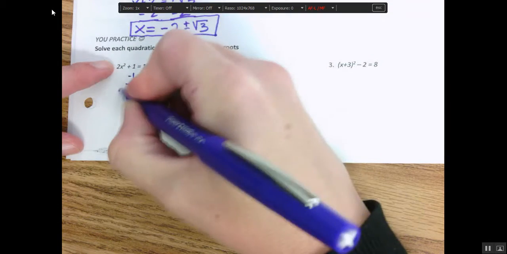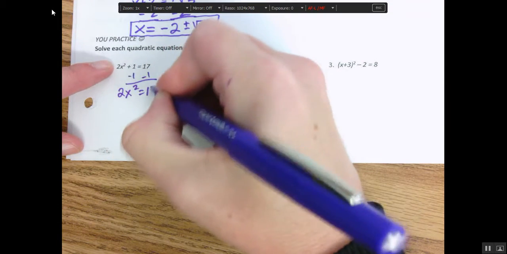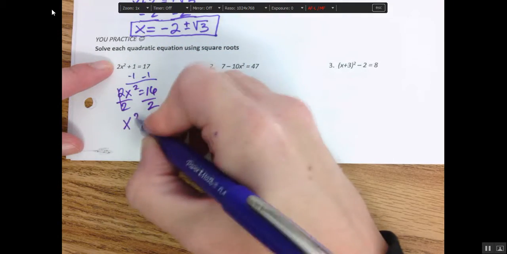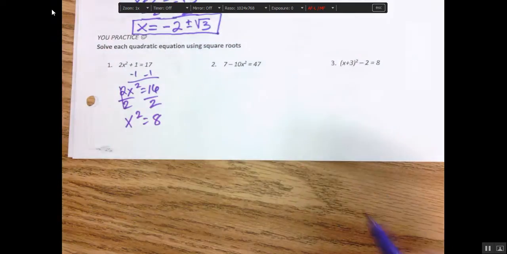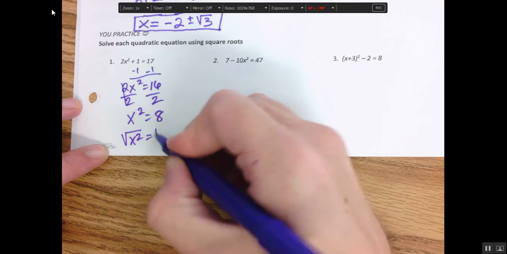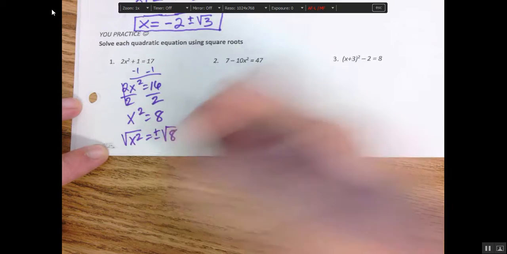So to get the x squared by itself, you subtracted the 1, you had 2x squared equals 16, and you still had to get rid of the 2. So you had x squared equals 8, and then when you solved it with the square root, you remembered your plus or minus. So you had plus or minus root 8.